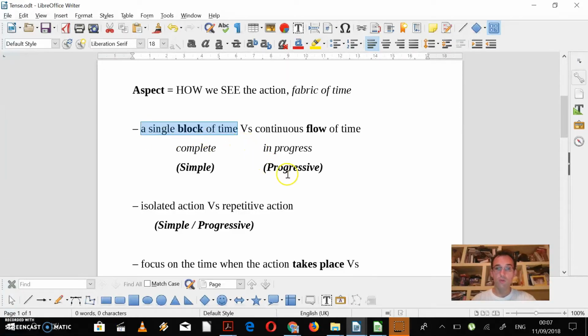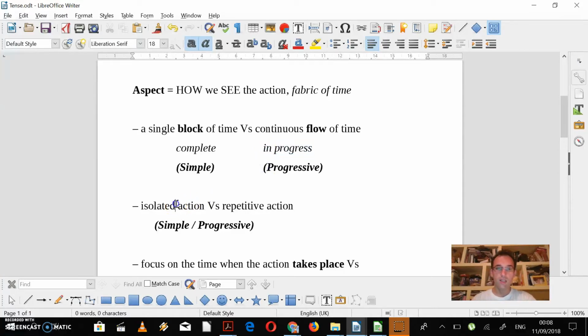On the other hand, we've got progressive or continuous tenses, which are called like that because they describe action in progress, or they show us the action as happening in a continuous flow of time. I'll give an example. Yesterday I was going to school when I heard something. So I was going to school. This action was at that time in progress. We are not looking at the beginning of the action. We're not looking at the end of the action. We are looking at the action as already going to the middle of the action, in medias res.